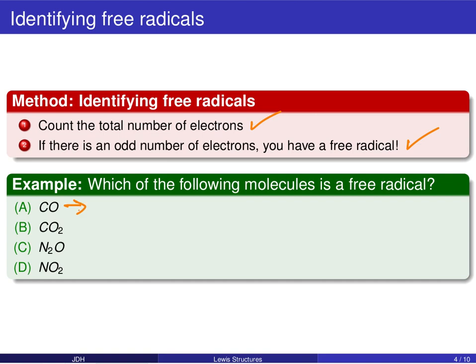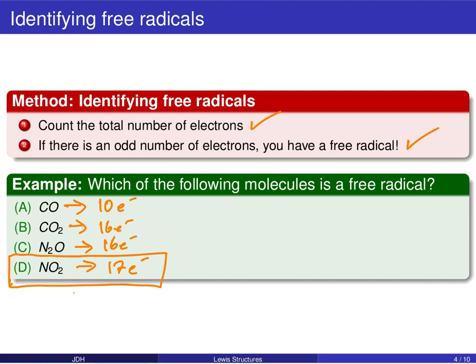I'm going to go through and simply total up the electrons here. I encourage you to do this first, pause the video, and then come back and check. Carbon monoxide, CO: carbon and oxygen add together to give a total of 10 valence electrons, so not a free radical. CO2 has a total of 16 valence electrons, even, also not a free radical. N2O again gives a total of 16 valence electrons, not a free radical. However, NO2 has a total of 17 valence electrons, and this is in fact our free radical.